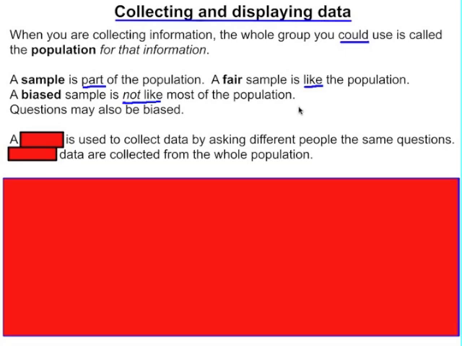For example, if you were surveying a sample from a school population, but you ask students of only one year group or only one gender, then that would be a biased sample. There can also be bias in the way that questions are phrased. Now, if you're collecting data by asking people questions, then that's called a survey. And if you're collecting data from the whole population, that's called a census.